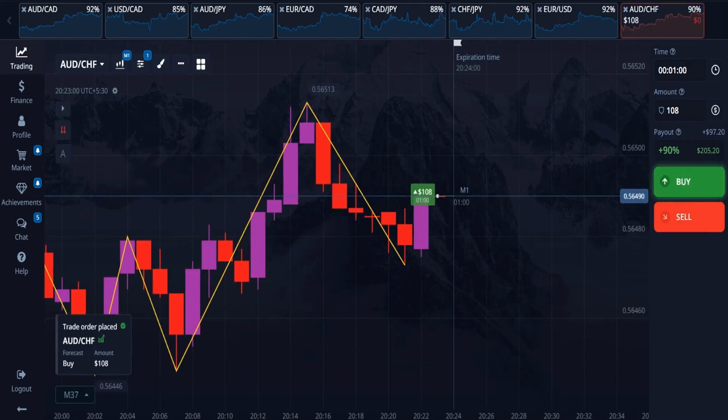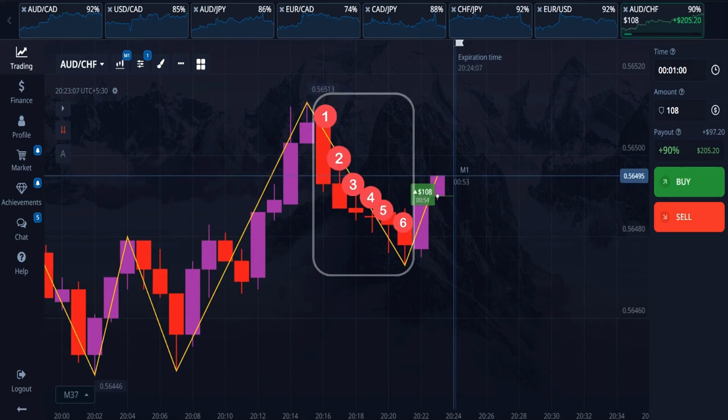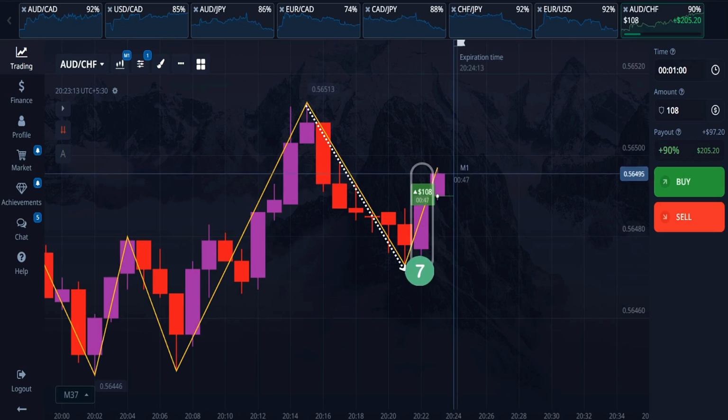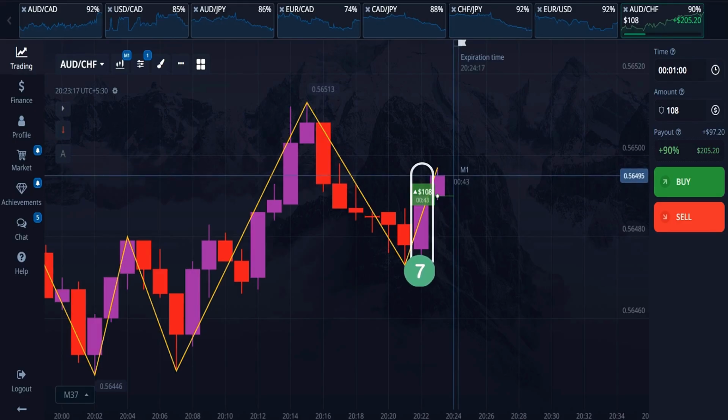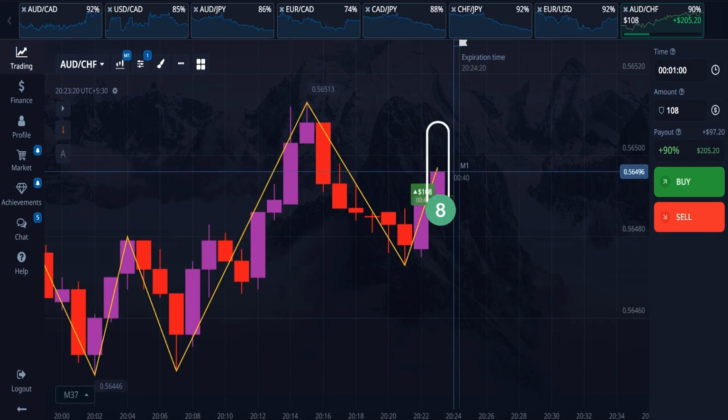Now, let's dive into the live trading session and see this strategy in action. As you can see on the chart, 6 consecutive bearish candles have formed. Then, the 7th candle turned bullish. Right now, the Zig Zag indicator is pointing downward and positioned below the 7th bullish candle. The price is at a support level, where it had reversed earlier. So, I entered a buy trade on the 8th candle.